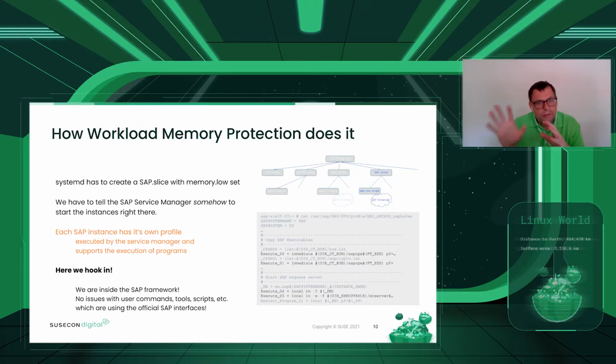The first part was covered. We have systemd handling the SAP slice for it, setting the parameters, building it up. The second part is we need to tell the service manager somehow, please put the instance there. And there is a way. If you look at a profile of such an instance, I have put part of it on the right-hand side. Such instance profiles support the execution of programs. You have little Execute lines with numbers behind them, and normally there are things like cleaning up, copying binaries, preparing anything.